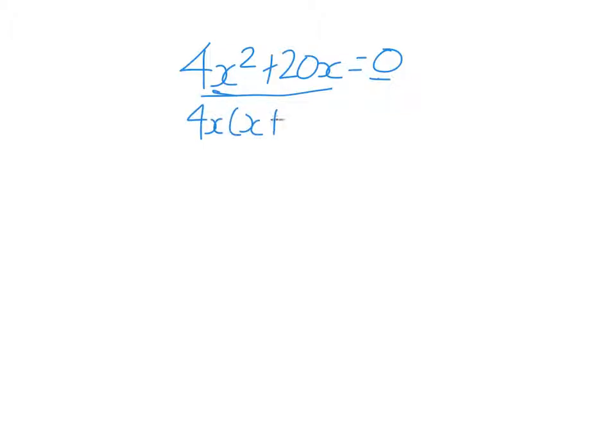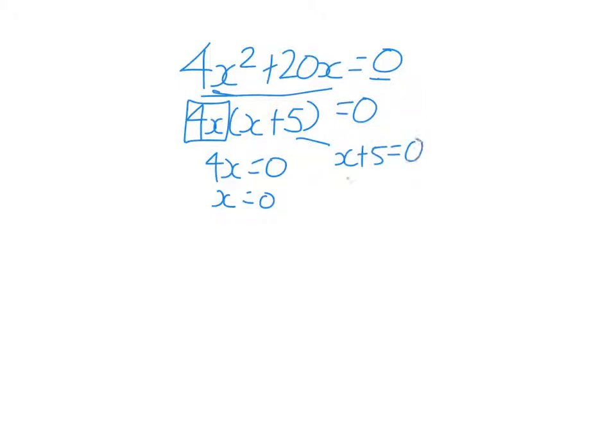Okay, so we should be able to factorize nice and quickly now. So now I have the situation, either the first thing is equal to 0, if 4x is equal to 0, x will be equal to 0, or the second thing is equal to 0. And again, that would mean x is minus 5. So they are the two solutions to this equation.